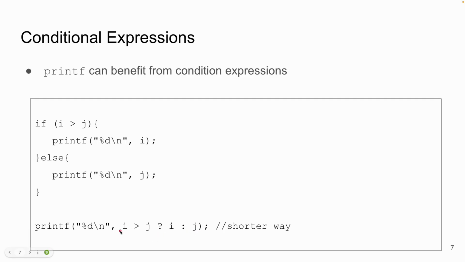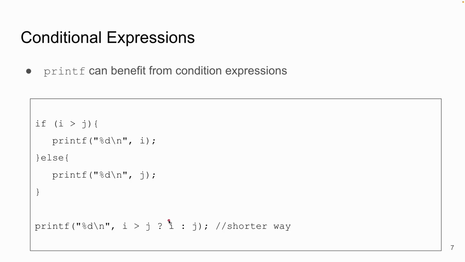In the code of printf, let's check out the conditional expression first. In this case, expression 1 is whether i is larger than j, right? And we know that if i is larger than j, then the return value of expression 1 will be 1. So that is true. If the return value is 1, which is true, then we need to evaluate expression 2. And in this case, what we put in expression 2 is i.